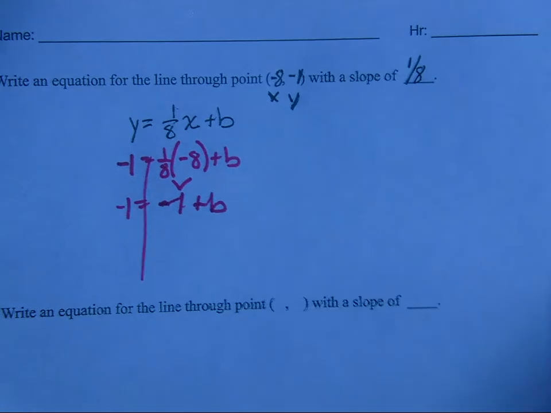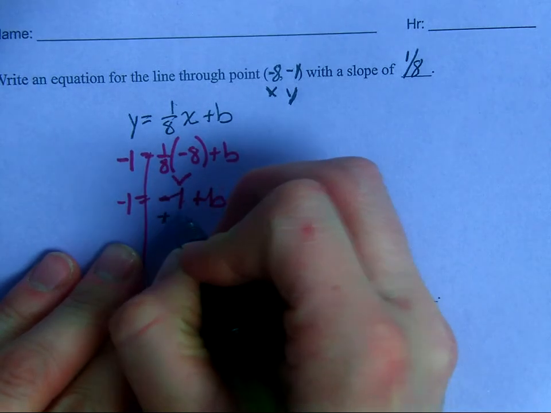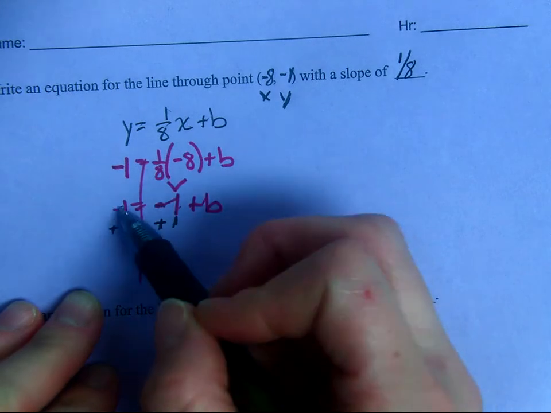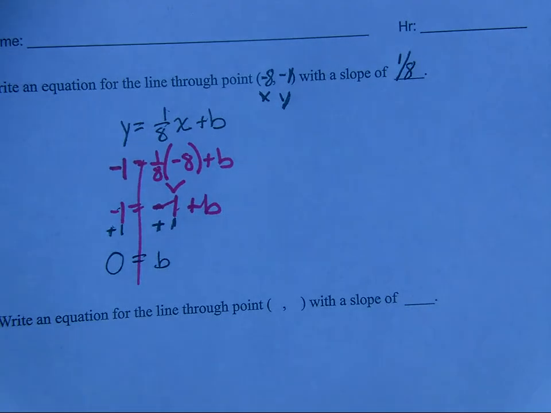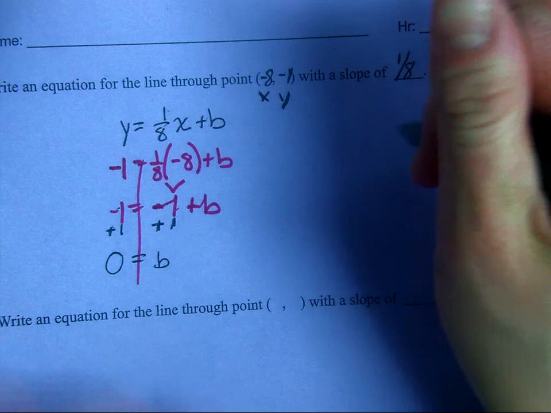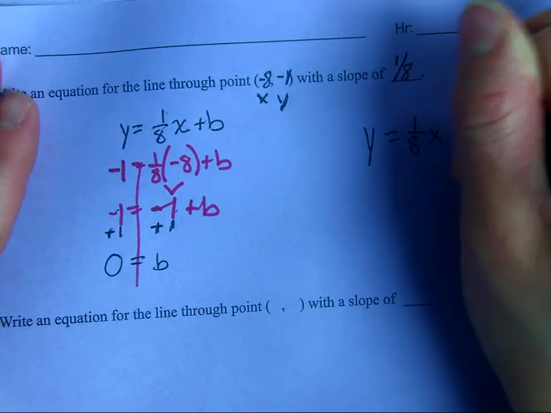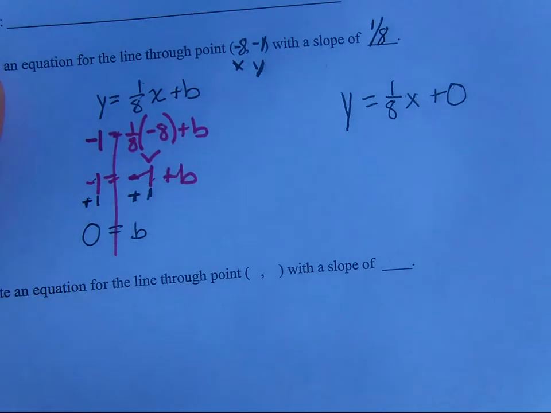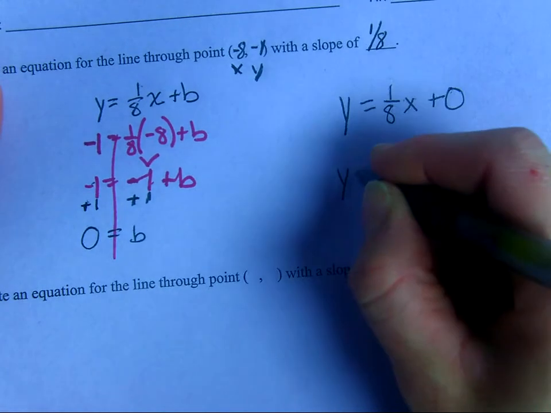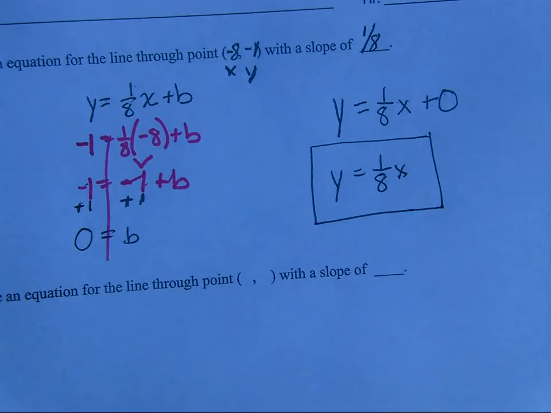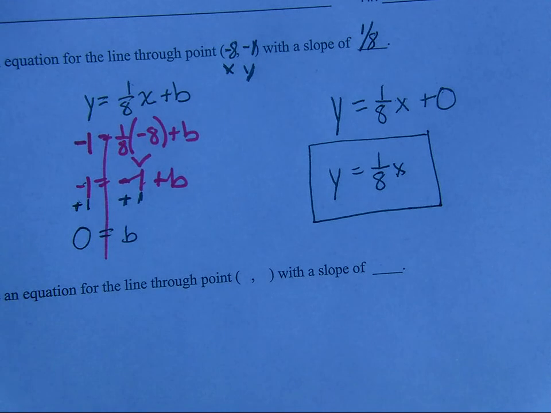So I need to cancel -1 by adding 1. Okay, and -1 plus 1, this is also 0. So our y-intercept is 0. So 2 ways you could write your equation here then. You could fill in your plus 0. I know that I don't need to write that plus 0 part. So the most simplified answer would be y equals 1/8 x.